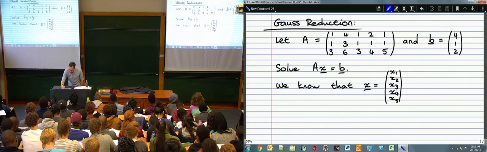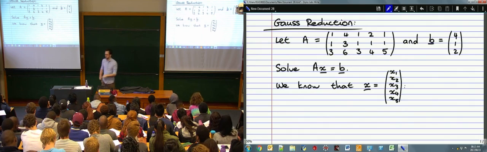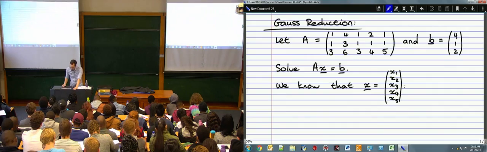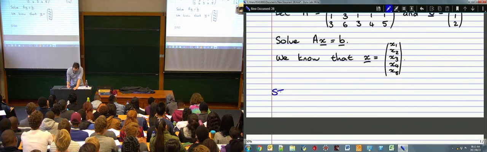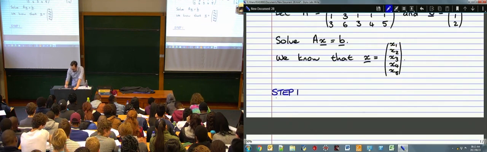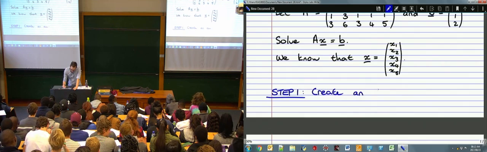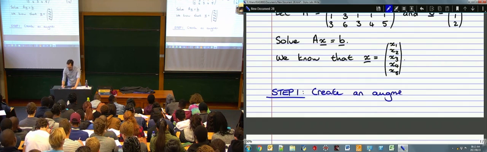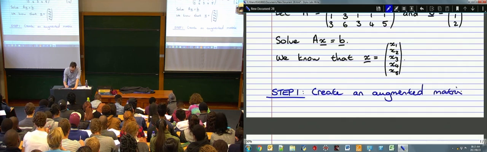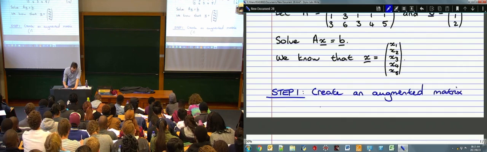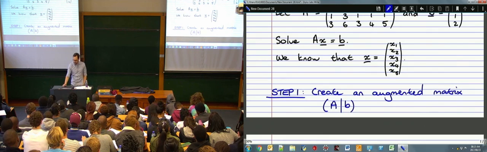Okay. So we know that X must be something like this: X1, X2, X3, X4, X5. So how do we solve this problem? Step 1, you write down an augmented matrix. Create an augmented matrix, and the augmented matrix will always be A, B, like that. That's basically the shape that we want to write down.